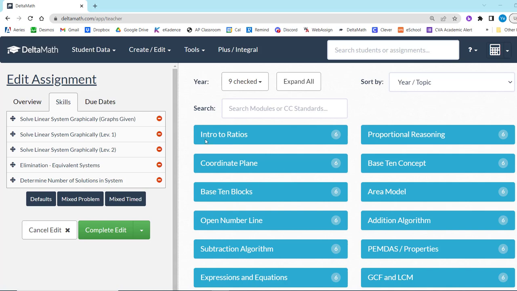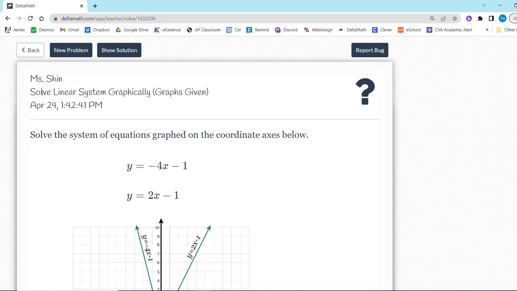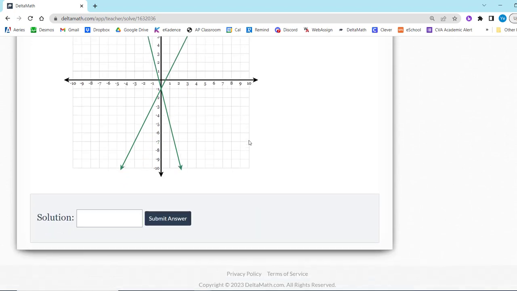Hi guys, welcome to a quick walkthrough of the Delta Math, at least for part one. I'm just going to show you how to do the first three types of questions. So looking at the very first type, it's solving a linear system graphically, where the graph is given. So notice, solve the system of equations graphed on the coordinate axes below.